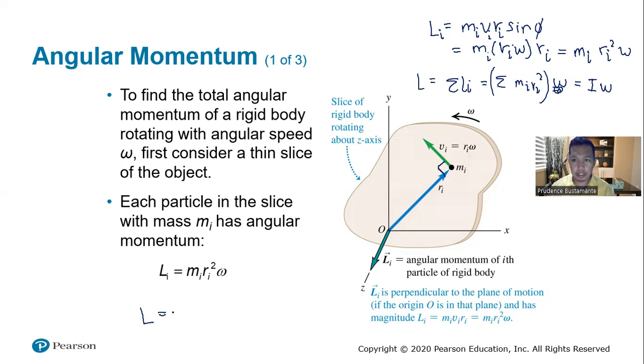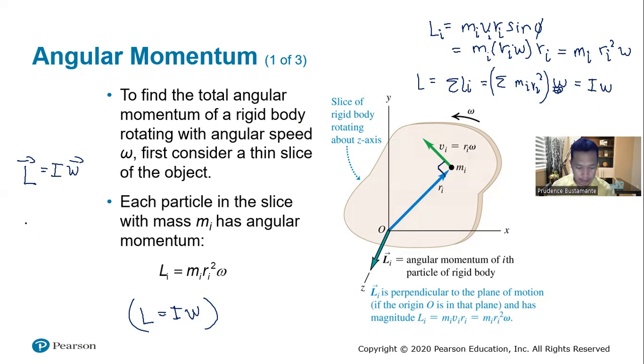L is equal to I times omega, where I is the moment of inertia. In vector form, L is equal to I times angular velocity. This is for a rigid body around a symmetry axis.